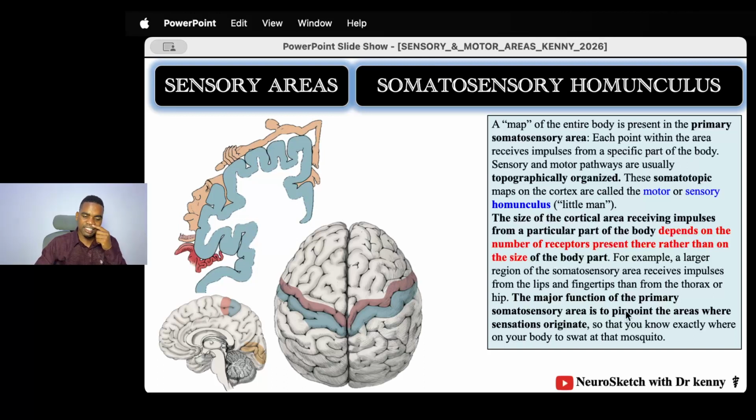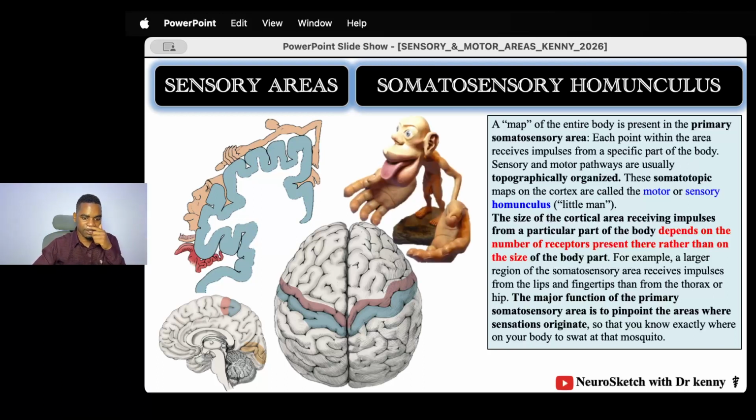So the major function of the primary somatosensory area is to pinpoint the areas where the sensation is originating. For example, you feel like a mosquito is biting you at some area, maybe at your face or at your leg, and then you want to swat at it. The primary somatosensory area is telling you, okay, this thing is biting you at this point, maybe left lower limb or left knee or somewhere, and then you act upon it. That is our primary somatosensory area.